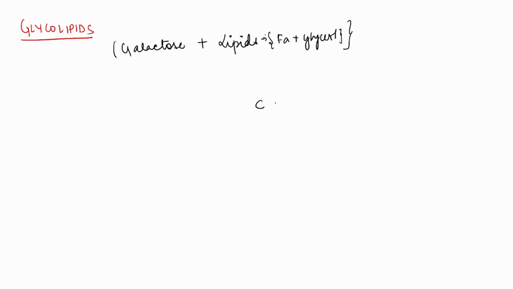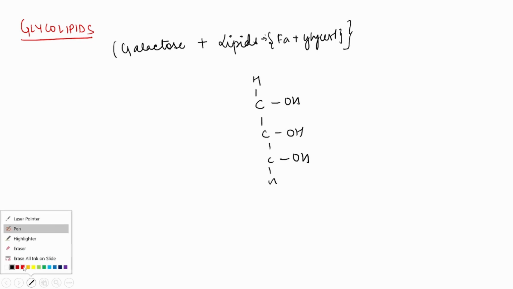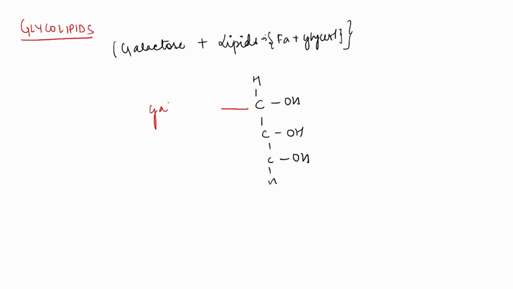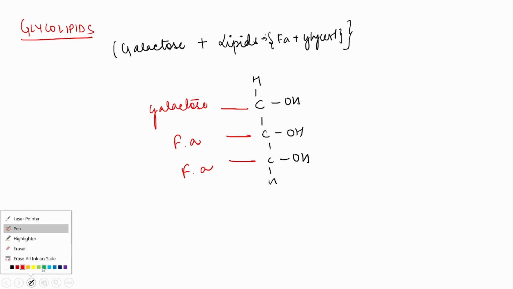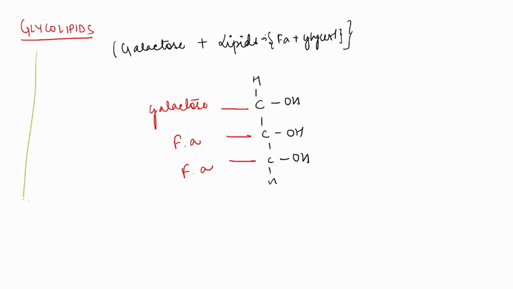Here, if you draw this glycerol, now in this first position what will be present? Sugar, say galactose, is present, right? And here fatty acid, and here fatty acid. This is what we call glycolipids, right? Where are glycolipids present? These glycolipids are present in the myelin sheath of the brain.